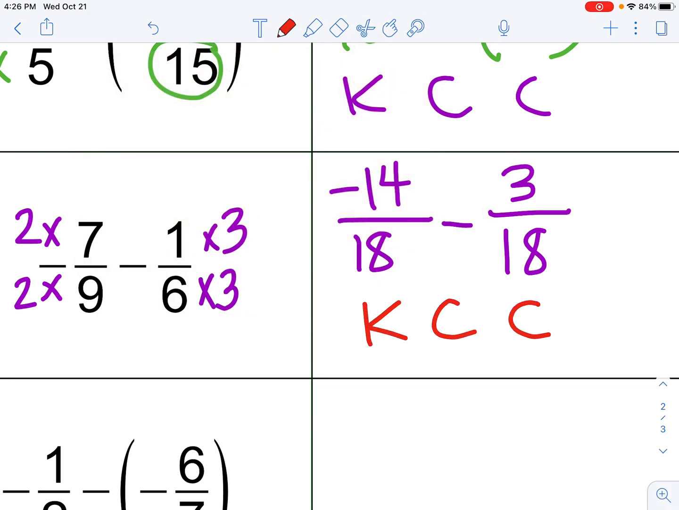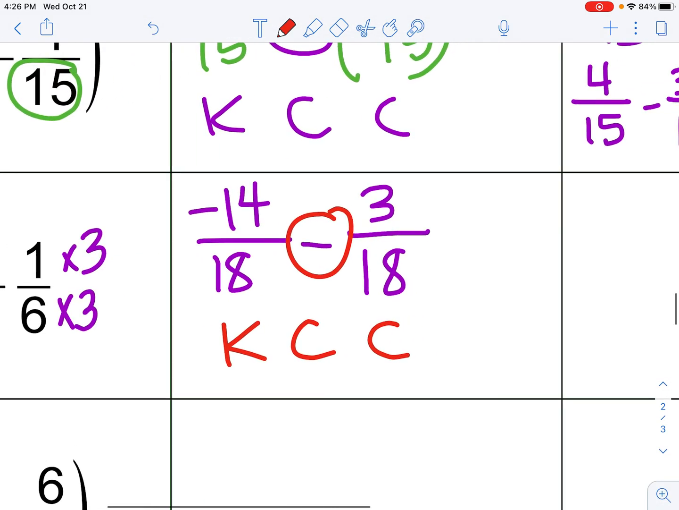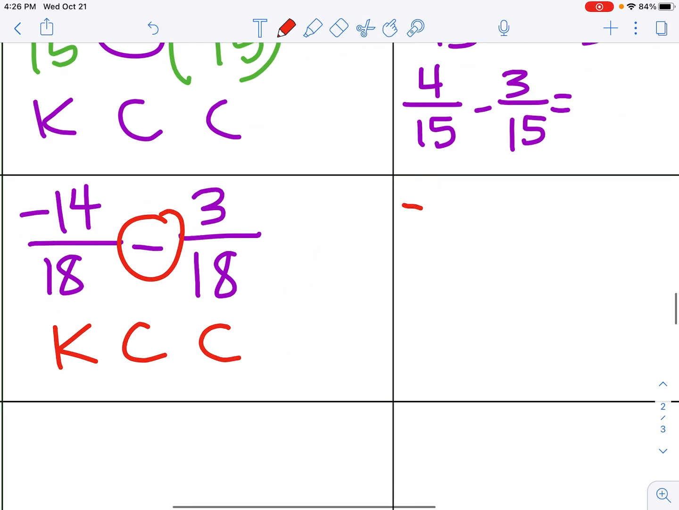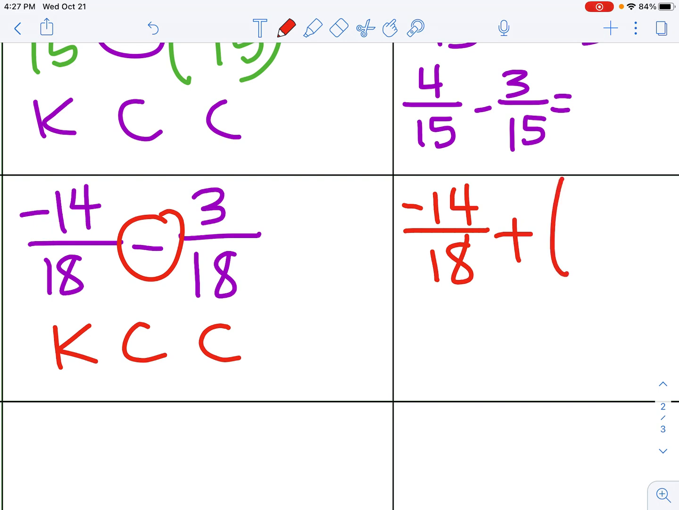Now we need to do keep, change because I am subtracting. So I keep negative 14 over 18. Change my minus to a plus. Change my positive 3 over 18 to a negative 3 over 18. Oh, that's kind of hard to tell it's negative there.